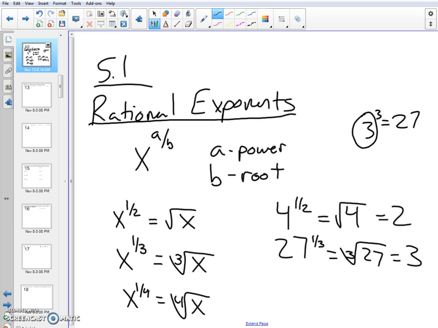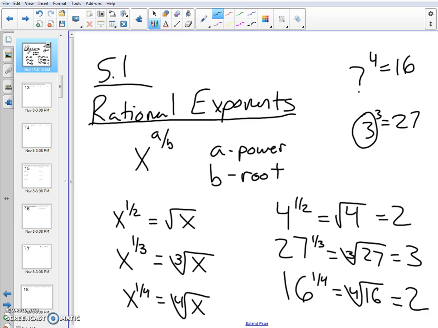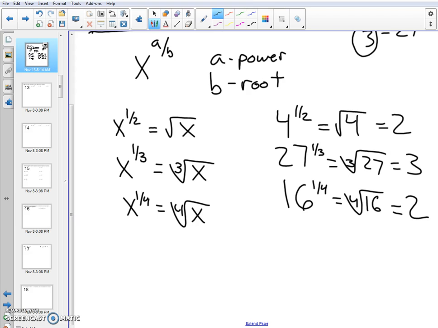What about 16 to the 1/4? This is like saying the fourth root of 16. So basically, what number, when I raise it to the 4th power, do I get 16? The answer to that is 2. If you multiply 2 times itself 4 times, you end up with 16. So that's when our power, or our a value, is 1, and our root is something other than 1.